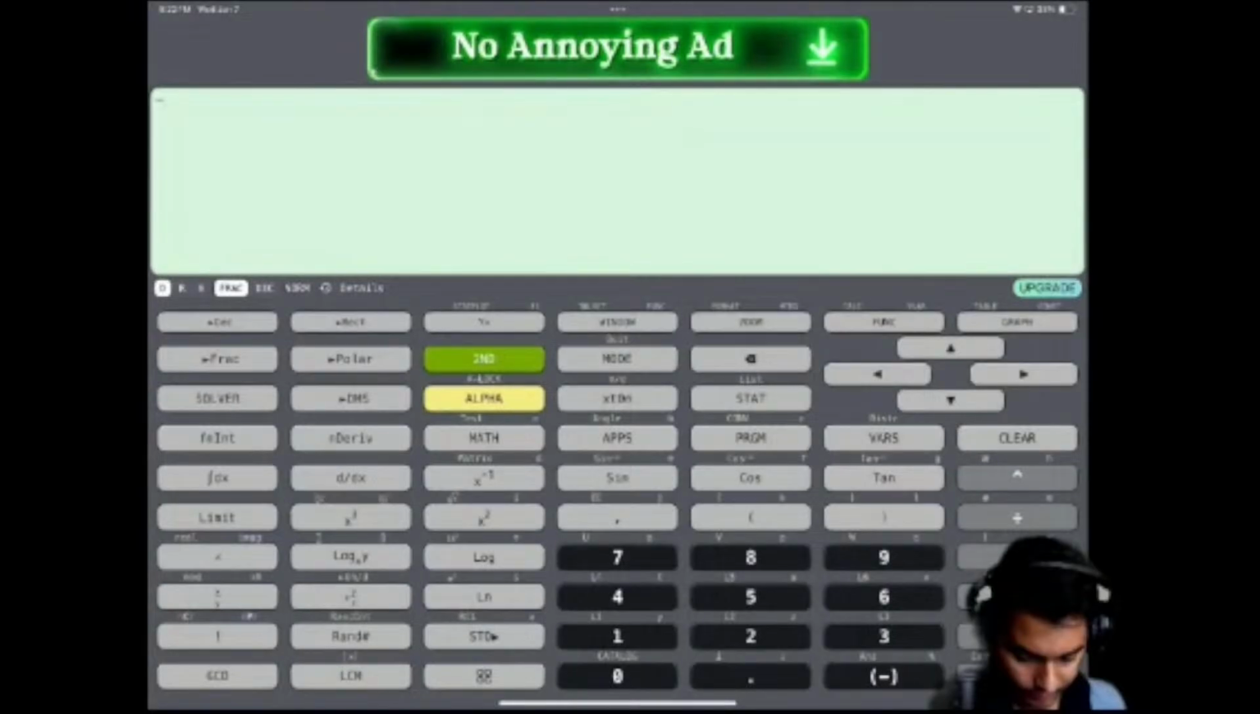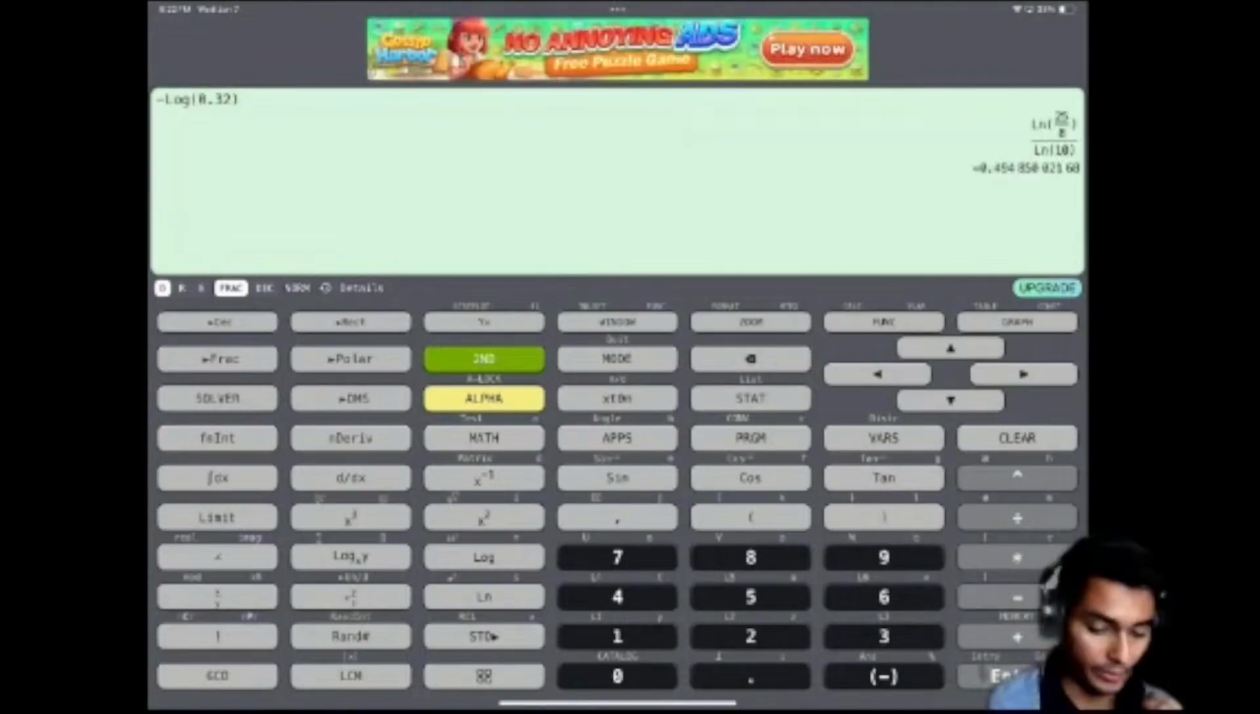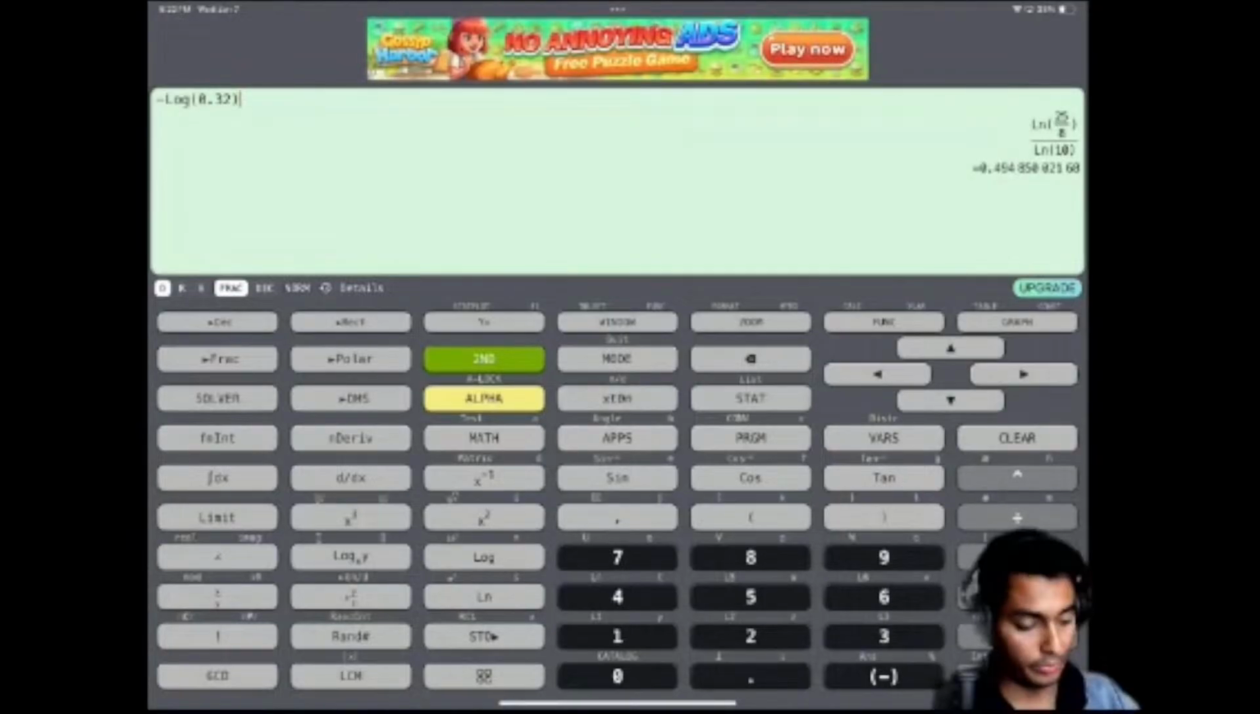Negative log base 10 of 0.32. Okay, so the pH is extremely high. We got 0.49. Extremely low, rather, 0.49. And so that's extremely low. Anything that is low pH is going to be what? Strong acid or strong base?